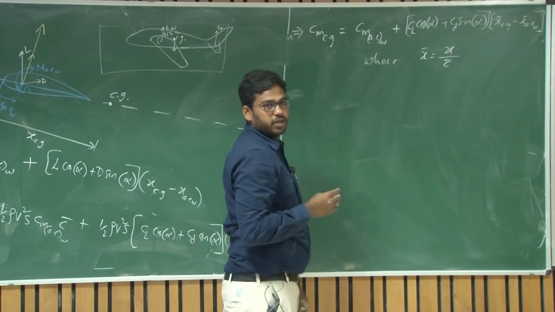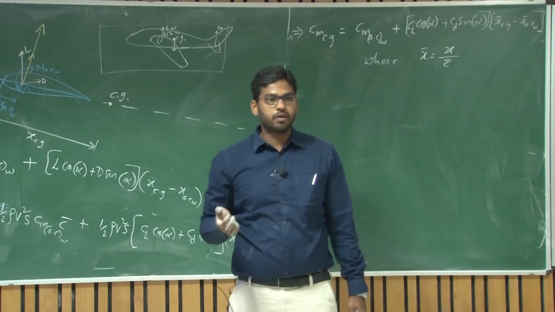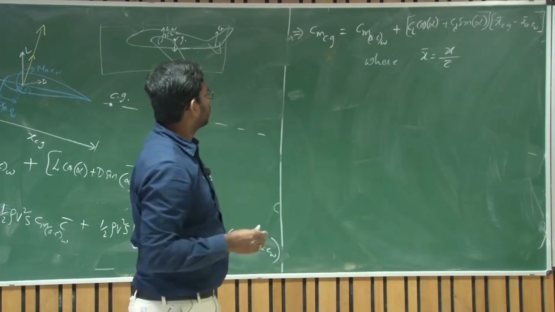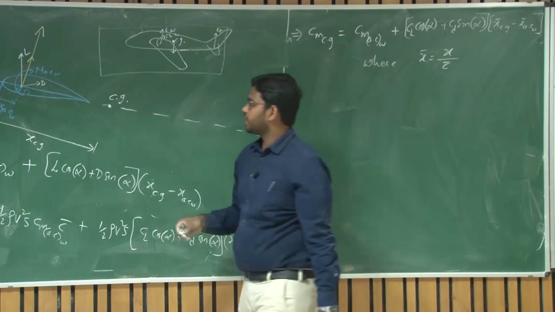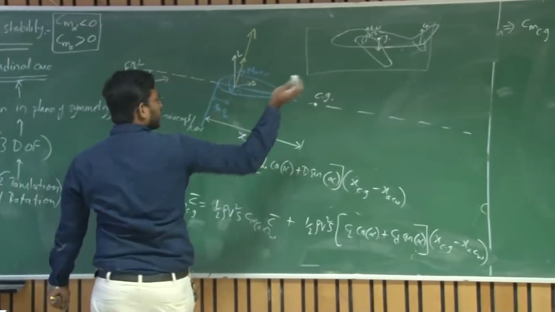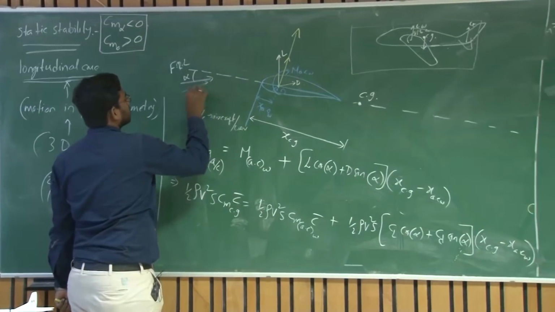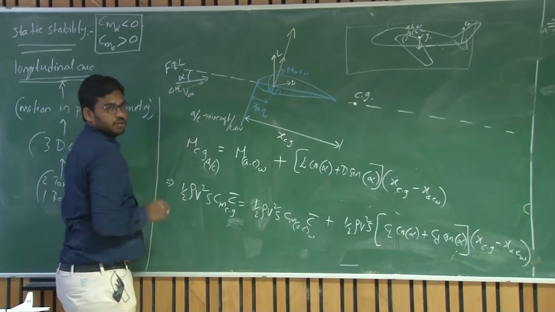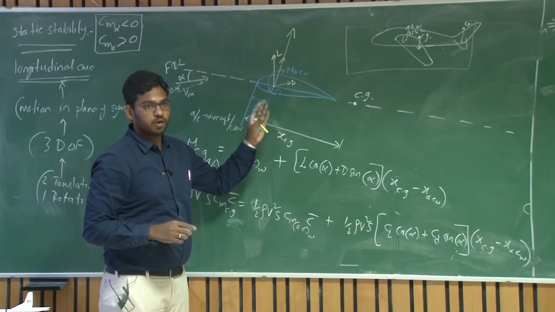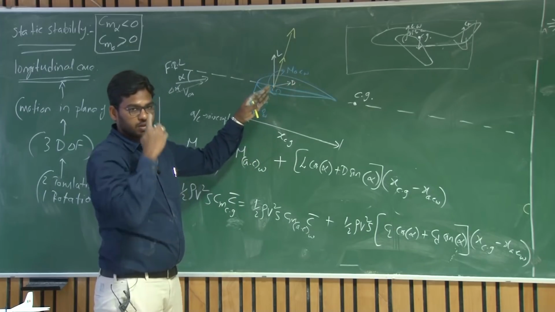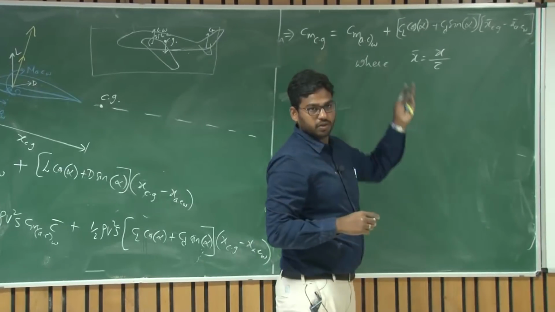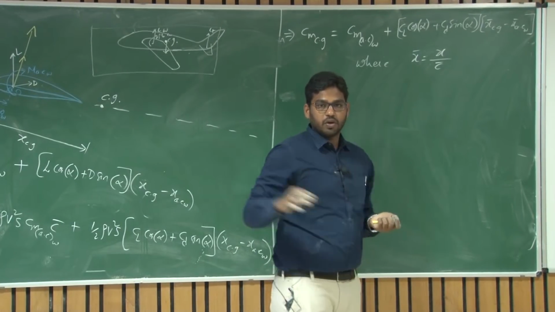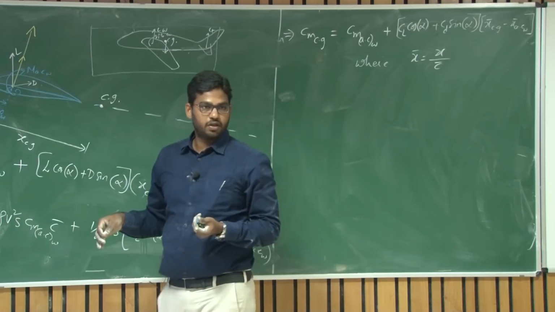We are talking about stability about this equilibrium, so we assume alpha is small, or say initially it is trimmed. Now we write the moment equation about this change in alpha, which is delta alpha. So what is the change in the force, and how is this change in the force going to affect the stability of the system? We talk about perturbation about some equilibrium.